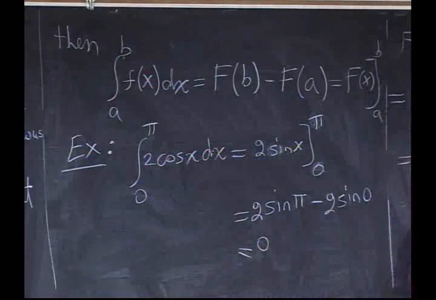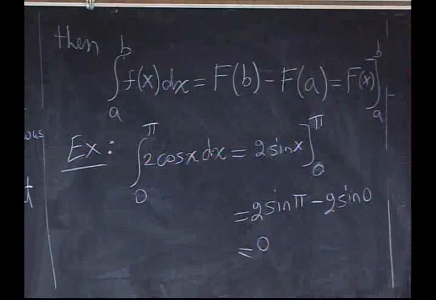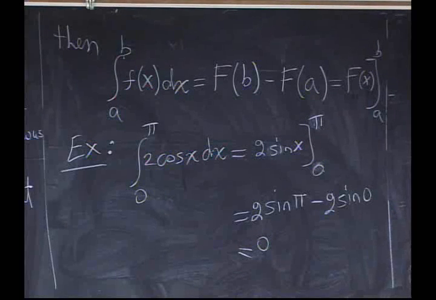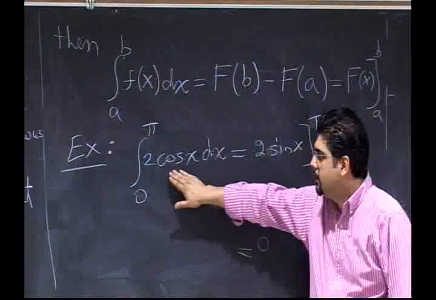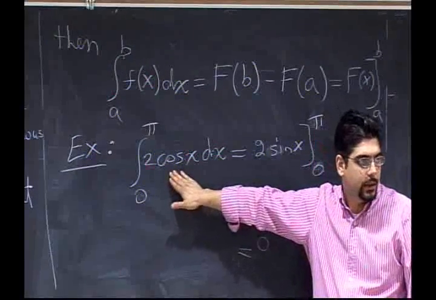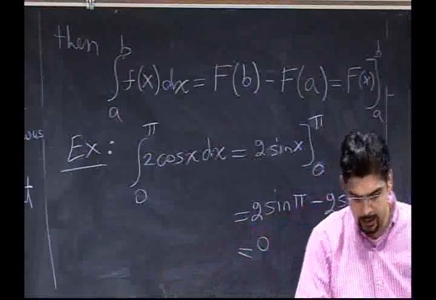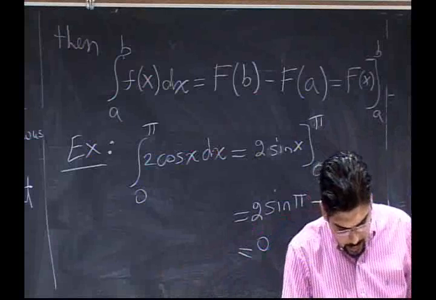So here's another example. Okay, try to think of what the Riemann sum would look like with cosine as your function. Right? It wouldn't be very pretty. So here's another example.